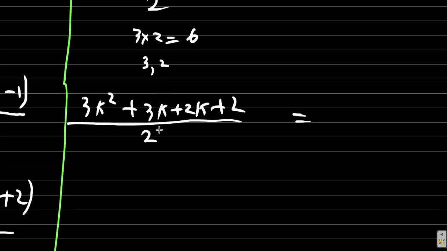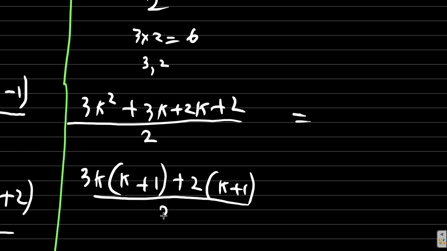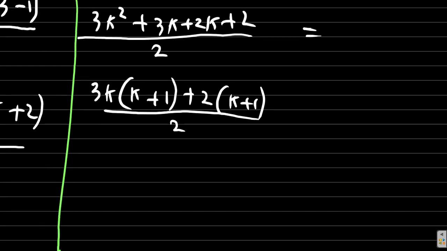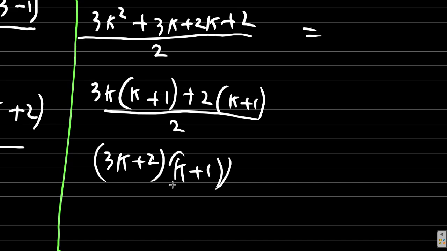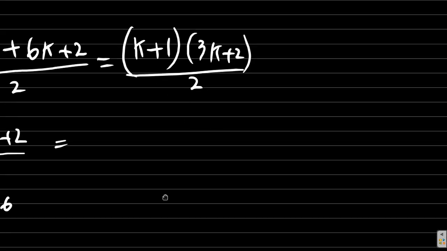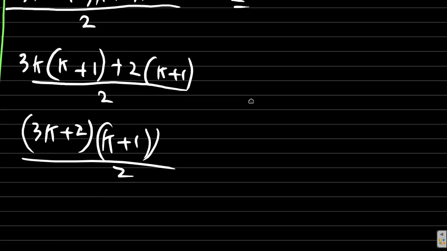And then we factor out the top, 3k, and then inside the bracket is k plus 1. Remember your factorization of quadratic expression. You should remember that, right? Plus 2, and then we have k plus 1 over 2. Alright. So what we have here is 3k plus 2, k plus 1 over 2. What do we have on the right? 3k plus 2, k plus 1 over 2, right?